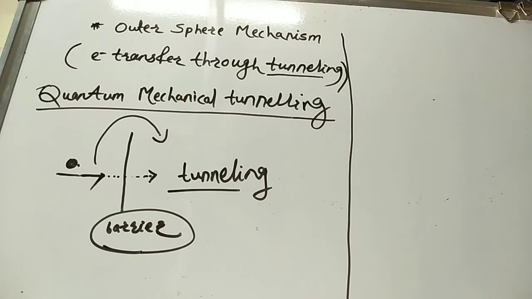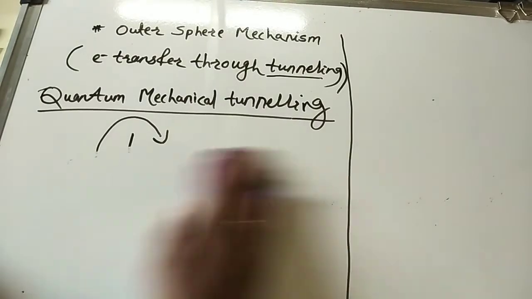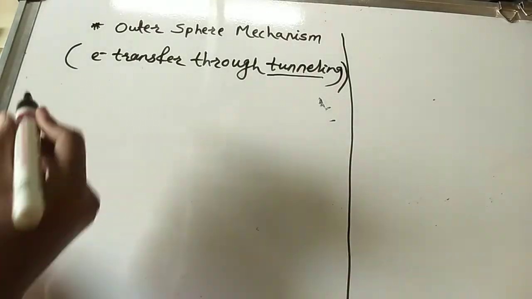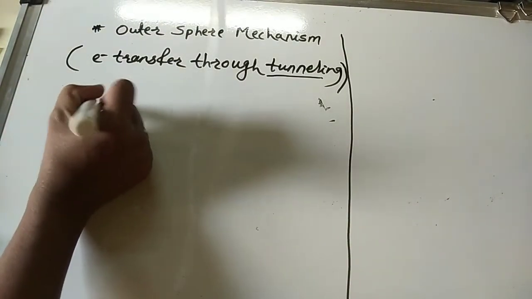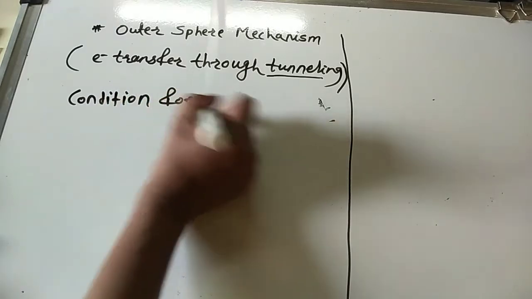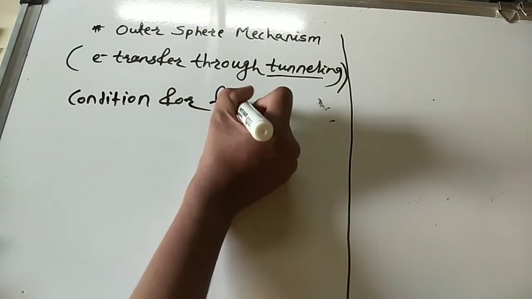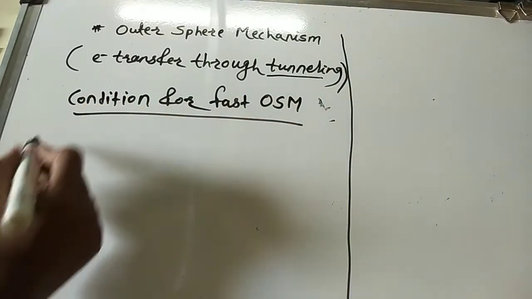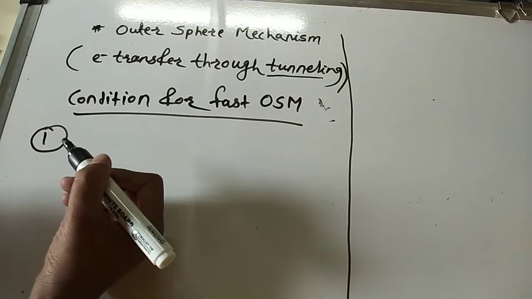So generally for the outer sphere mechanism to occur, it has some conditions. Let us see the conditions for the fast outer sphere mechanism. Let us see the first condition.